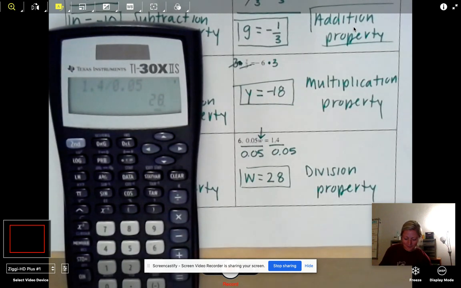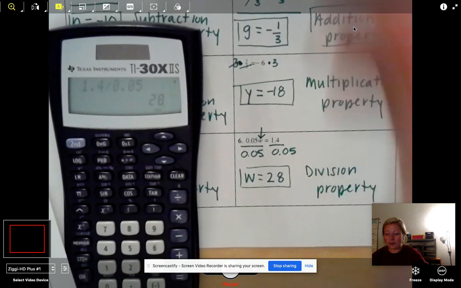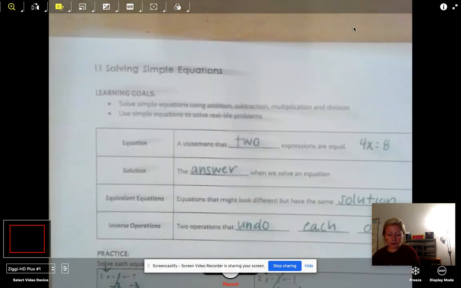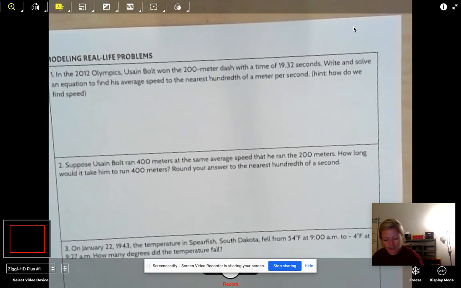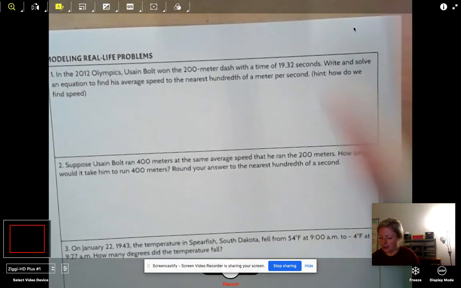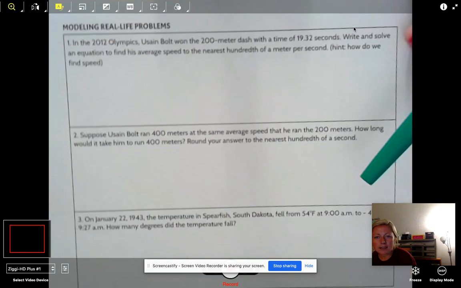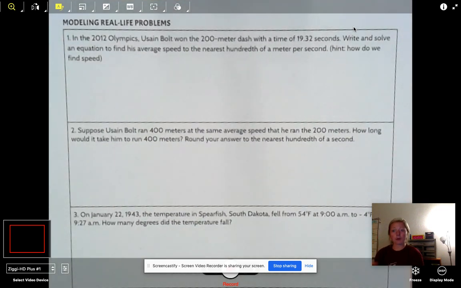Okay, team. Good work. On the back of your sheet, there should be 3 more problems that look like this. Let's see how these go. So now we're modeling real life problems. This is why these equations are useful, right? I'm not just boring you for the sake of boring you. I would never do that. I value your time. So let's see what these are.